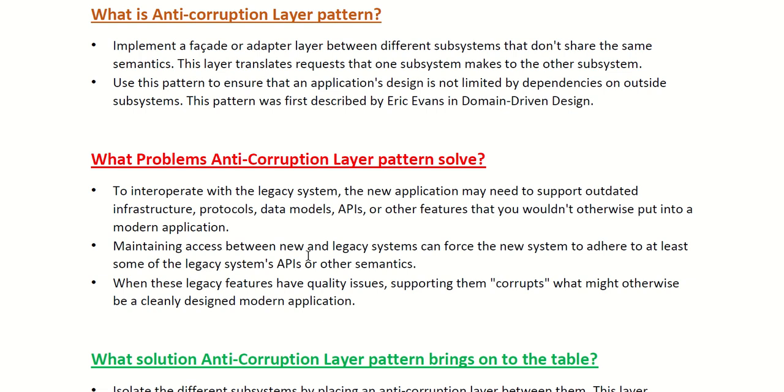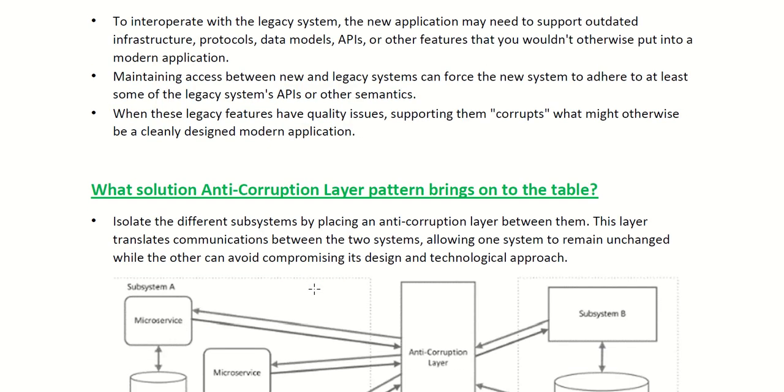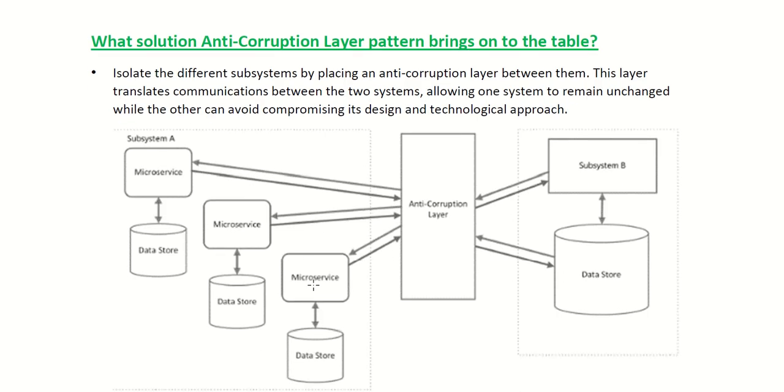which you have designed and developed. So when these legacy features have quality issues, performance issues, or whatever kind of issues, supporting them basically corrupts your modern implementation or the new system you have developed, right? Your intention of developing the new application was to support up to date technologies, protocols, all the security features, everything. But just to support a few features, if you make use of this kind of legacy features which have quality issues or performance issues, then it basically corrupts your entire newly designed or implemented system. So what solution does the anti-corruption layer pattern bring to the table?